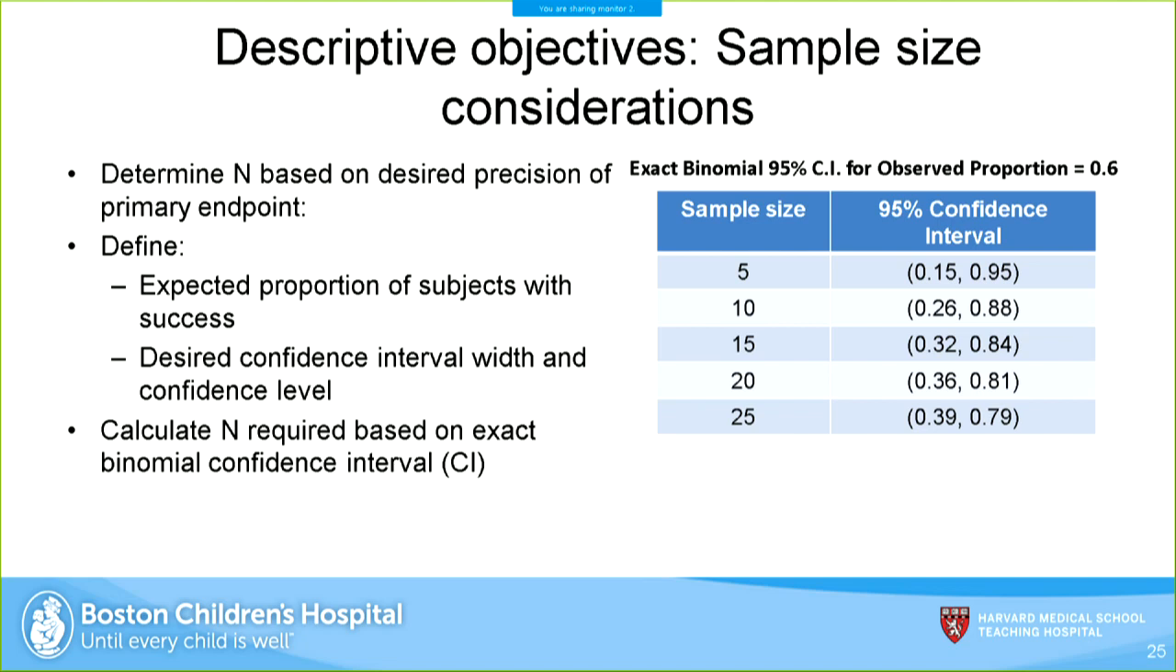Generally you would use a 95% confidence level, and then we can determine a certain confidence interval width that would be appropriate. So here I've calculated, for different sample sizes and an observed proportion of 60% in your outcome, what the 95% confidence interval would be. For example, for 5 subjects, your confidence interval would range from 15% to 95% for this estimate. Basically, it covers the whole range, so it's very imprecise. You don't have very much precision. And as you increase your sample size, you can see that the confidence interval width decreases.